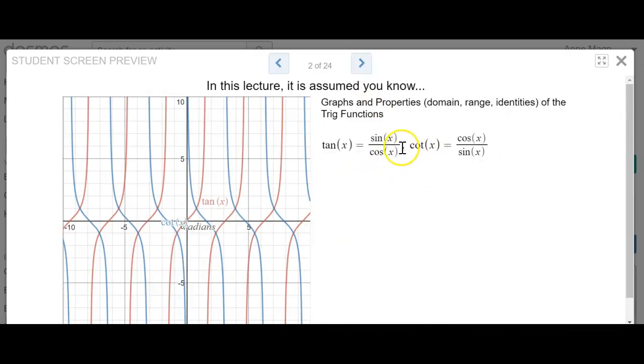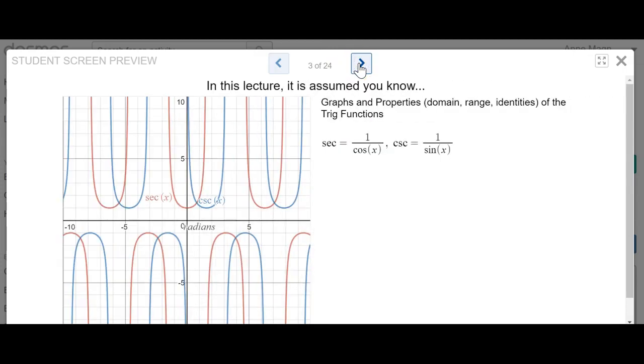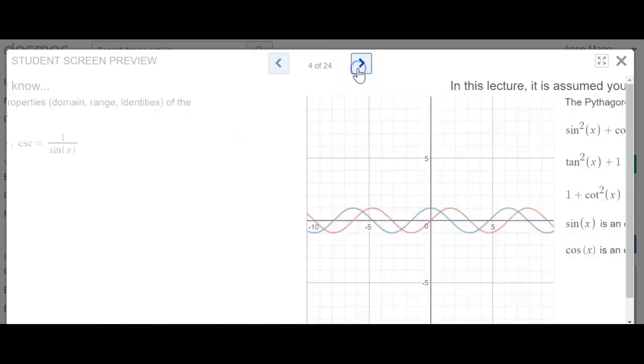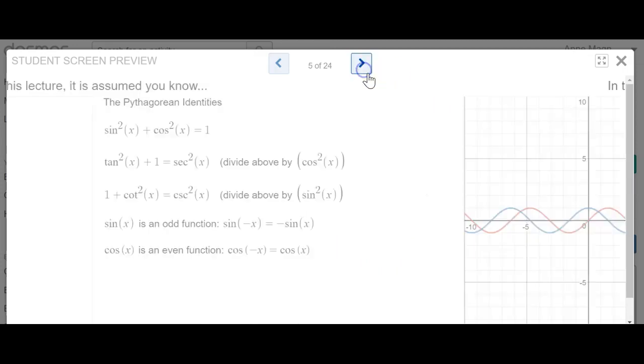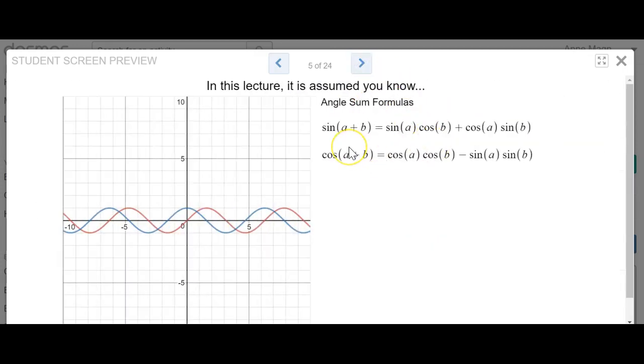Tangent and cotangent, you need to remember the definition of those in terms of sine and cosine. And the same with secant and cosecant. So some other things that we'll be using are the Pythagorean identities and the properties of the sine function being an odd function and the cosine function being an even function. And then the last thing that we'll be using particularly in this lesson is the angle sum formulas.